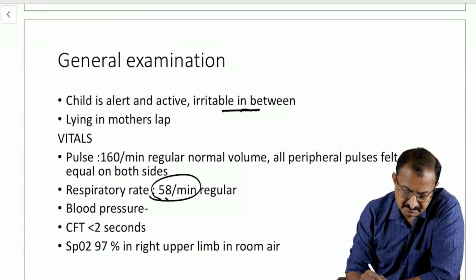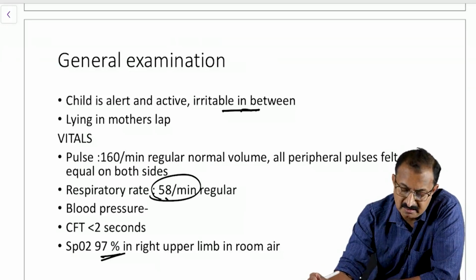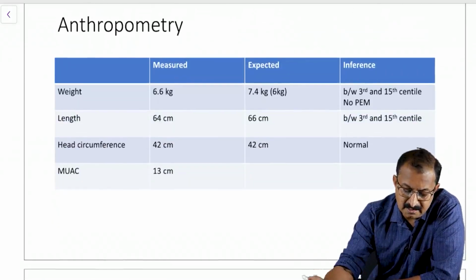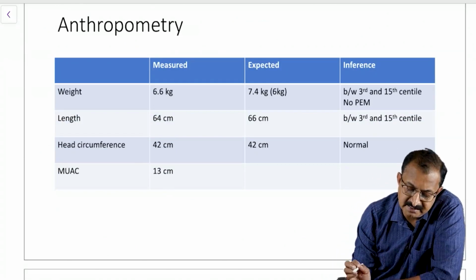Blood pressure is not mentioned here. Capillary filling time is less than 2 seconds, and SpO2 is 97% in right upper limb in room air. So SpO2 is normal here. In the anthropometry, the weight here is 6.6 kg.